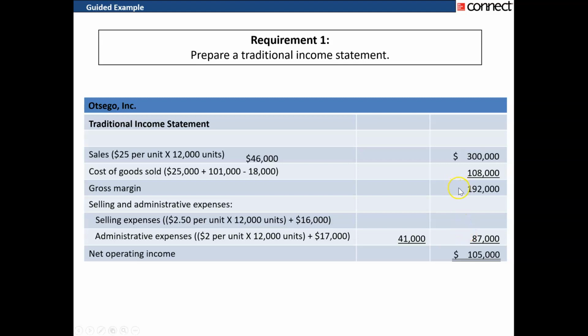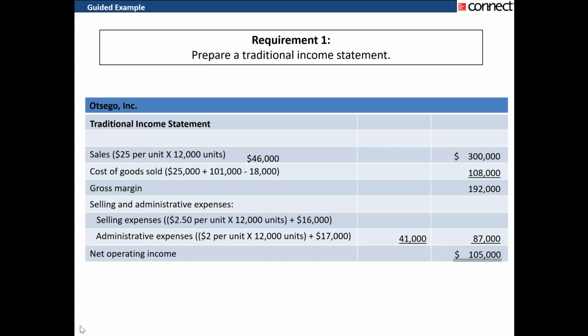Then you take your gross margin of $192,000, subtract your total selling and administrative expenses, and you get your net operating income of $105,000.